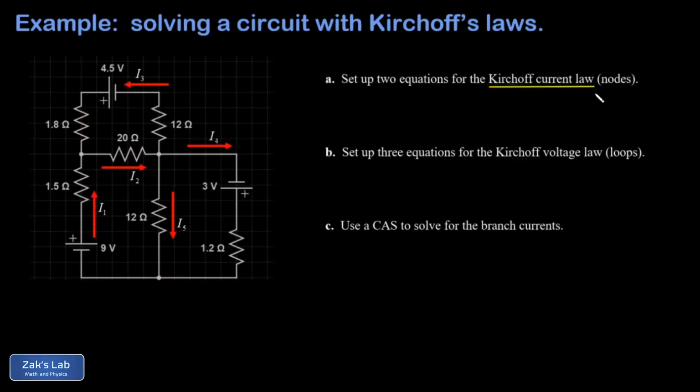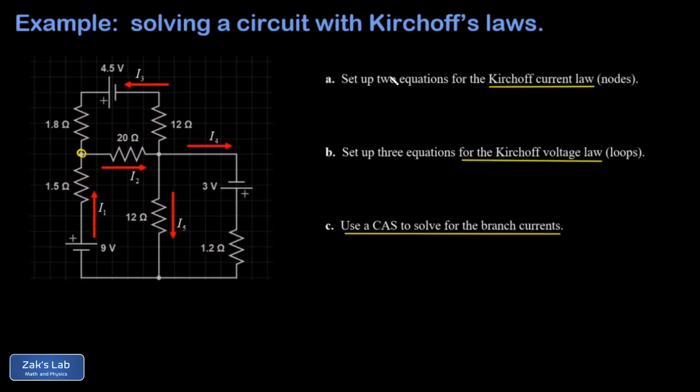So that's the idea that all the current entering a node will be equal to all the current exiting that node. And we're asked to set up three equations using the Kirchhoff voltage law. And that's the idea that the sum of the voltage changes around any closed loop must vanish. Finally, we're asked to use a computer algebra system to solve the system of equations that we generated in parts A and B. We have 5 unknown branch currents in this circuit. We have 5 equations now, and then we can plug into a computer algebra system and get decimal approximations for all these currents.